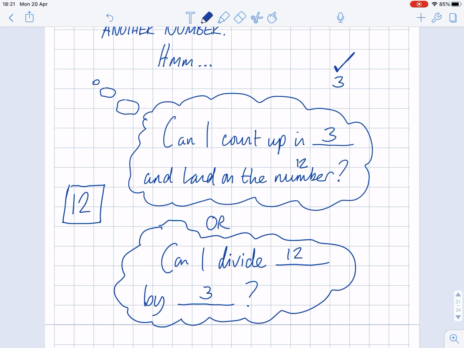Okay, let's pick another number and let's say I'm going to find out if 12 has got a factor of 5. Can I count up in 5s and land on 12? No, I can't, so it's not a factor. Checking it the other way, can I divide 12 by 5, leaving a whole number answer? That's the important thing. It has to be a whole number answer. No, I can't. So again, I've proven that 5 is not a factor of 12. So there's two different ways of finding factors. Choose which one works for you.